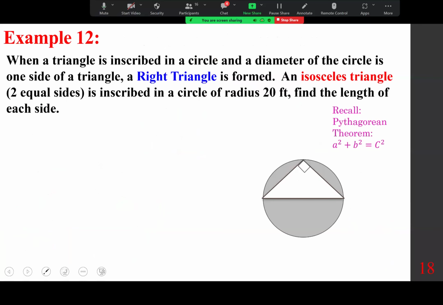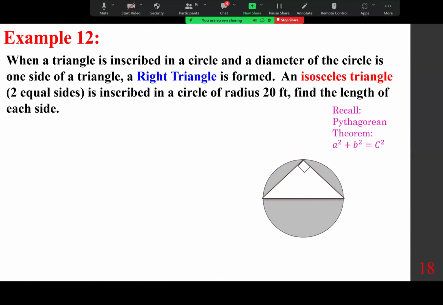Here's an interesting application. Example number 12. When a triangle is inscribed in a circle and the diameter of the circle is one side of the triangle, so here's a circle, and here's the diameter, which is one side of a triangle, a right triangle is formed. An isosceles triangle, meaning two sides are equal, is inscribed in a circle of radius 20 feet. So class, if the radius is 20 feet, we want to find the length of each side. The diameter is 40. So let me just actually show you that one.